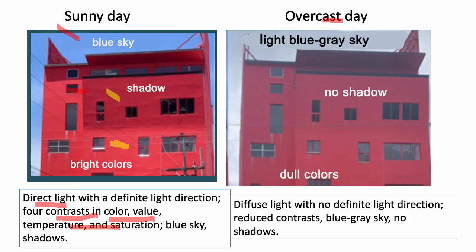In an overcast day, we have diffuse light where we don't know where the light source is or the direction of the light. We have a light blue-gray sky, no shadow, and dull colors. So as a result, there are reduced contrasts in color, value, temperature, and saturation.